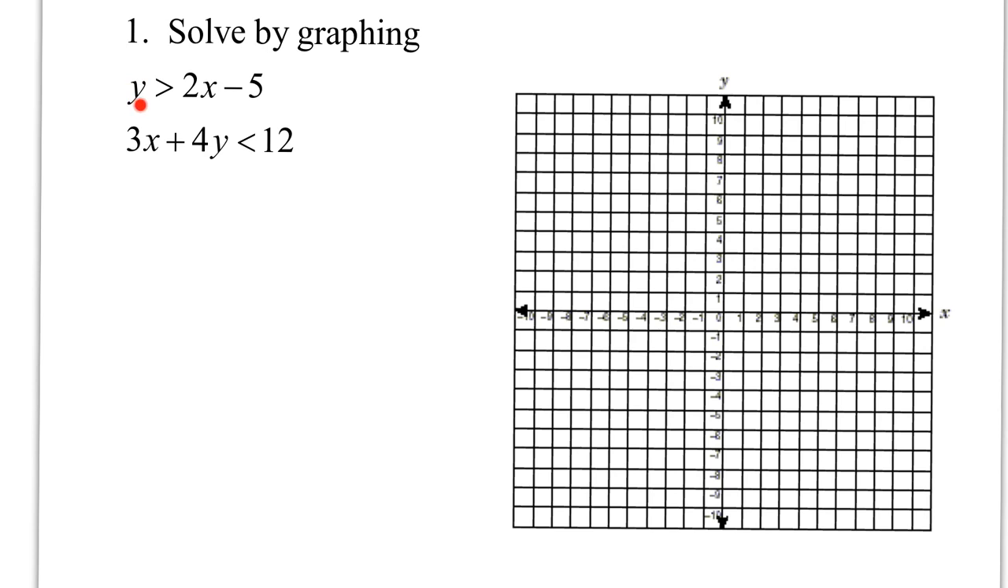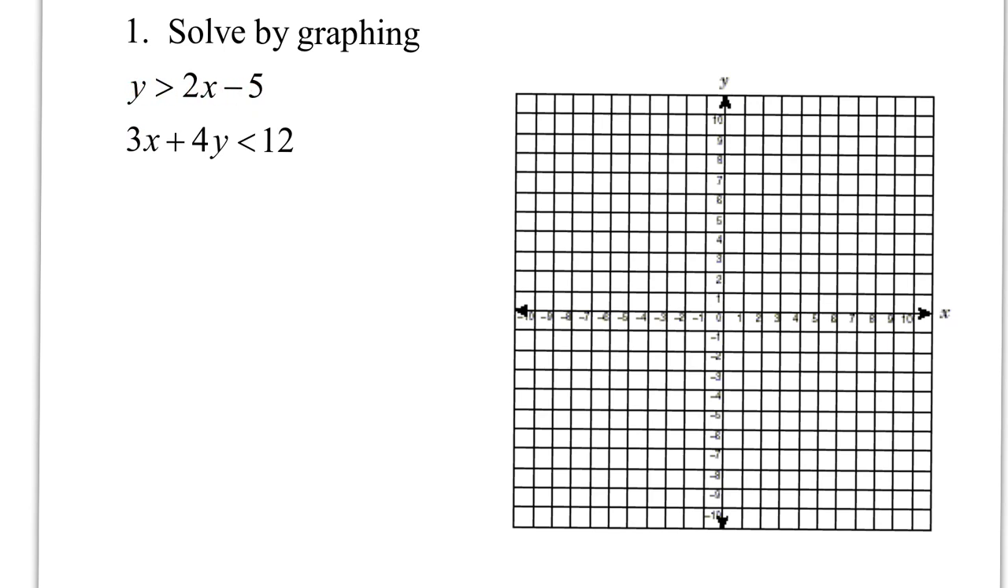So I noticed that y is by itself right here. So this form is called the slope-intercept form. Standard form is down here. Why am I saying standard form? Well, because the x and the y are on the same side. So you guys will need to find the slope and the y-intercept for this line, and we are going to find the slope and the y-intercept for this line.